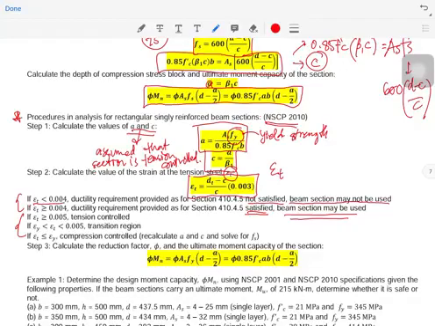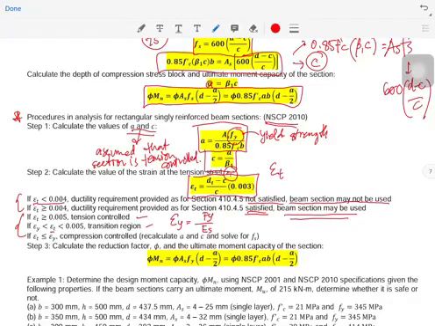If your epsilon sub t is greater than or equal to 0.005, then your design is tension controlled, so we don't have any problem here. But if your epsilon sub t is greater than epsilon sub y and less than 0.005, then you will be in the transition region. Your epsilon sub y would be Fy over Es, the modulus of elasticity of steel.